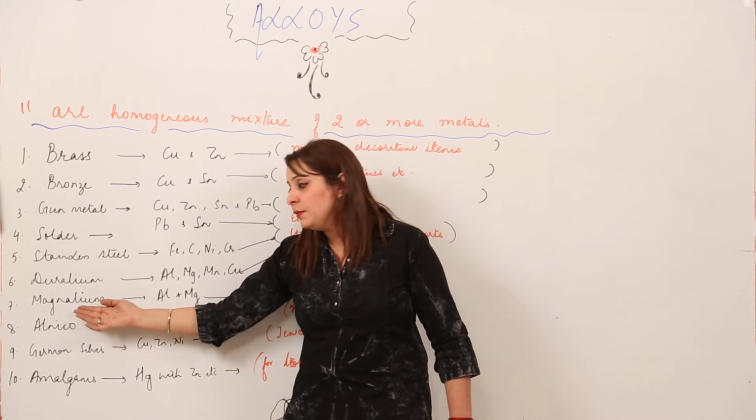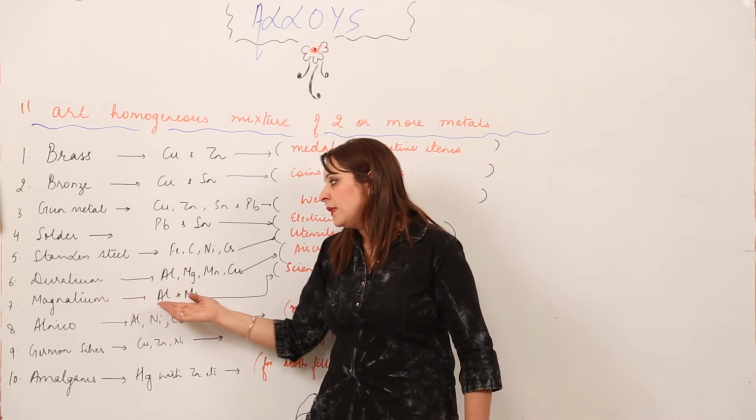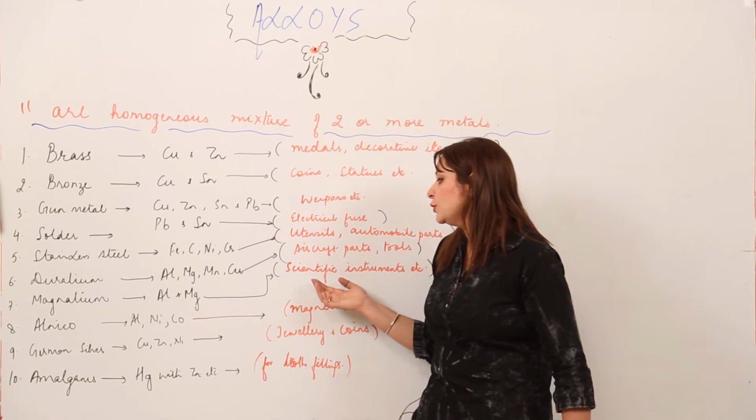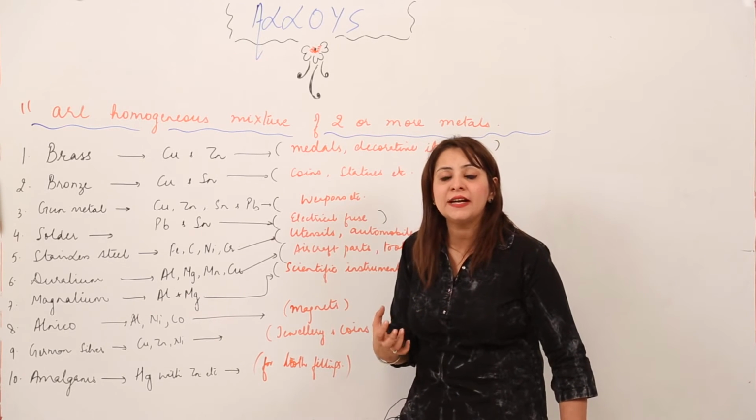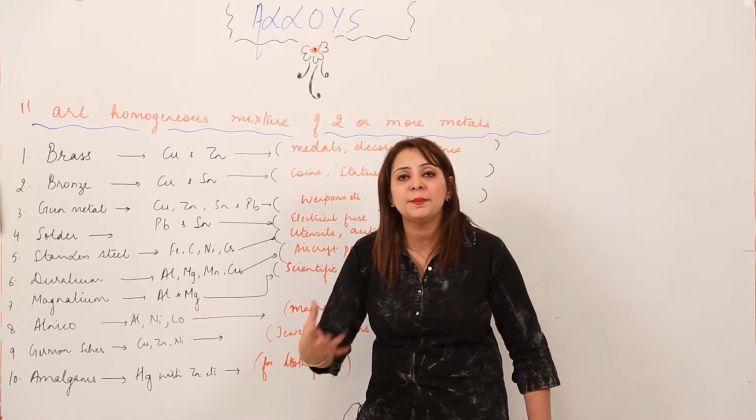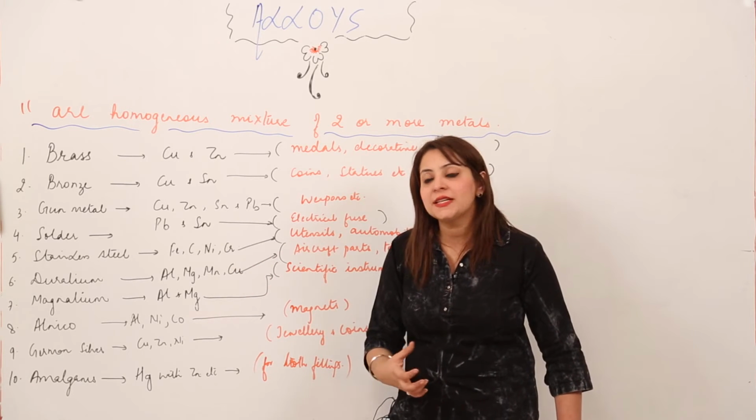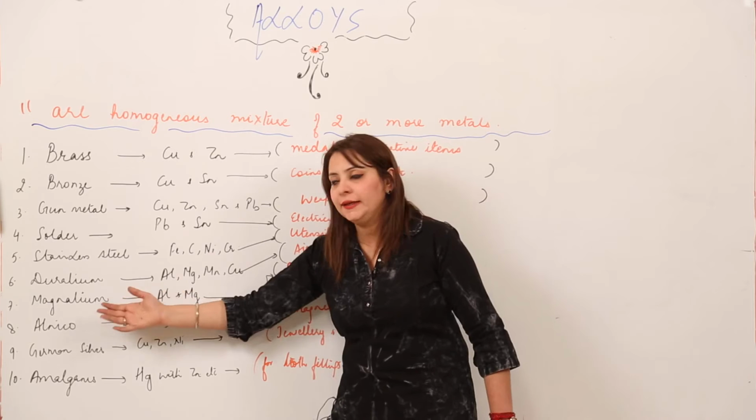Next is magnalium. Again it is an alloy of aluminium mixed with magnesium. It is used for making scientific instruments, the instruments which we are using in the physics lab, chemistry lab. So those instruments are just made out of magnalium.